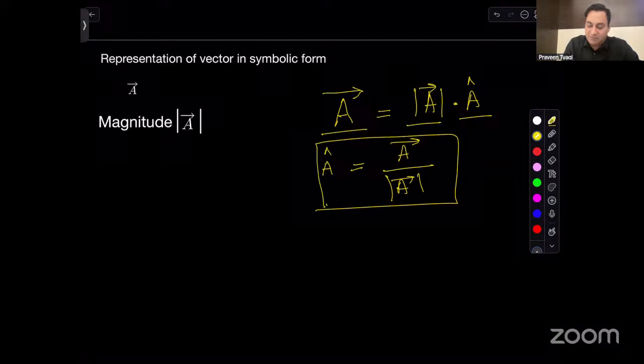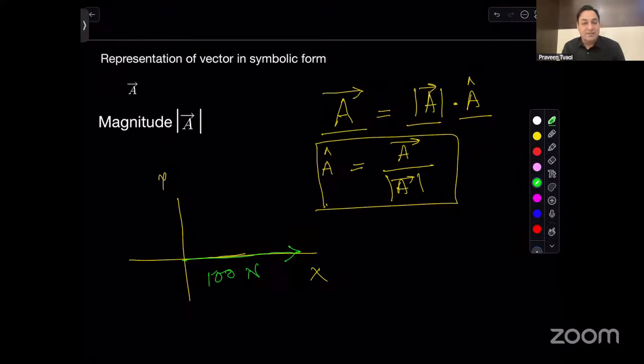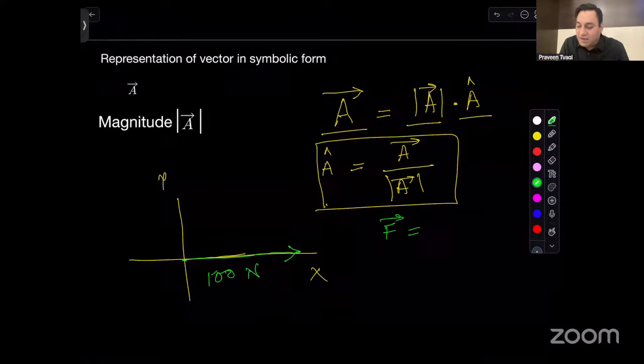For example, suppose I tell you I have a force, this is the x-axis, this is the y-axis, and I have a force in this direction. This force is, say, 100 Newton along the x-axis. So I can write this force as 100 Newton i cap.